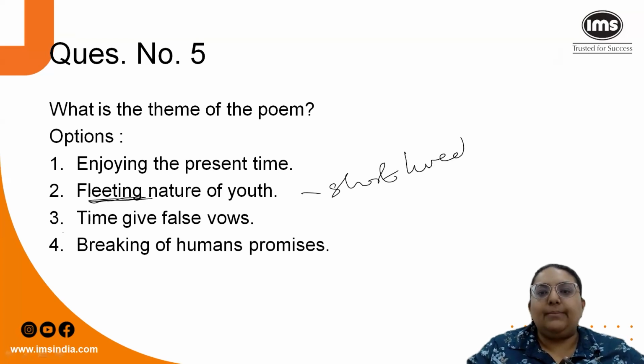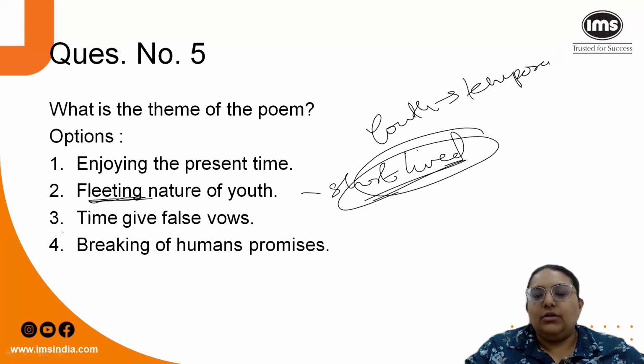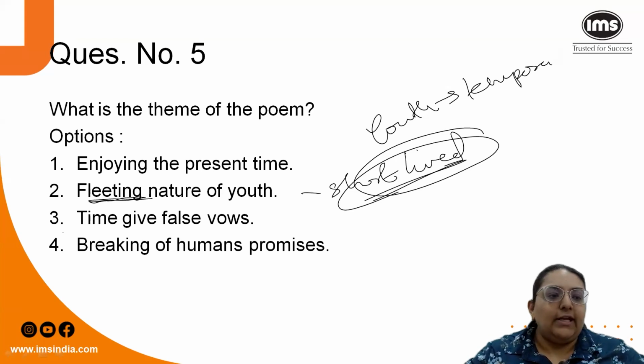See, the whole theme, the whole crux of the poem revolves around this, that youth is what? Youth is temporary. Youth is very short-lived. So the whole theme of the poem actually revolves around this, that youth is short-lived. So fleeting nature of youth. Yes, that is correct. Fleeting nature of youth will be the correct choice.